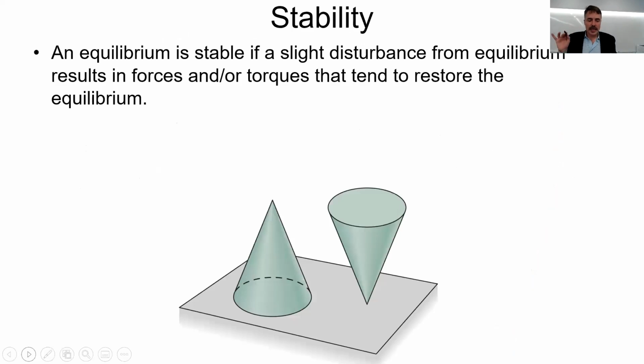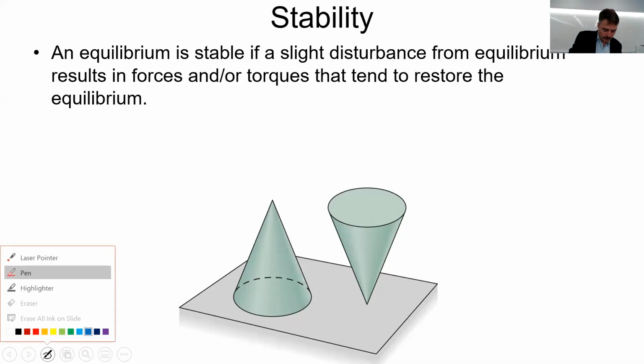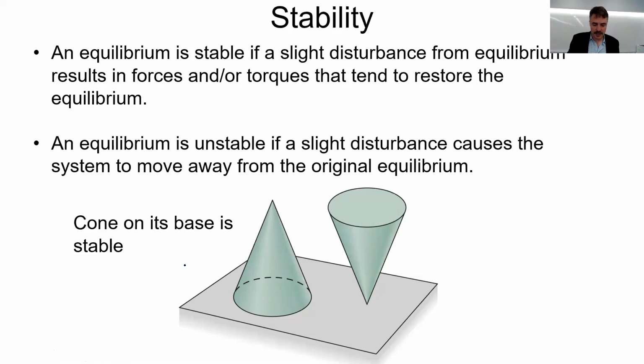So stability: an equilibrium is stable if a slight disturbance from equilibrium results in some forces that tend to bring it back to equilibrium. So example, this cone that's sitting on its base, if you were to give it a slight tap to the left to make it tip, or a slight tap to the right, it'll tend to fall back onto its base again and won't just tip right over. So the cone at base is stable.